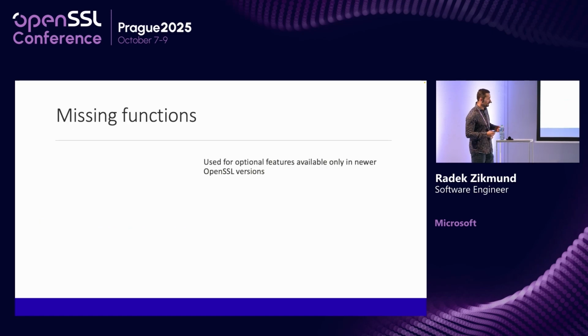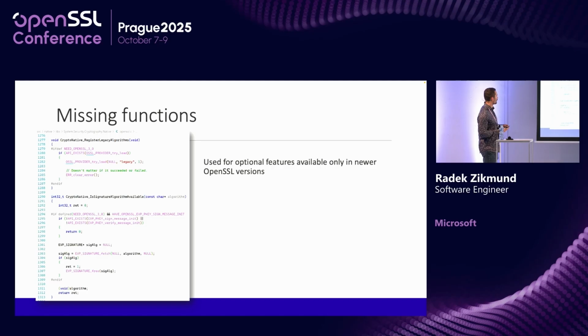Missing functions are similar, slightly different, sorry. Those are functions where we basically check for some functionality, and that functionality is usually expressed by specific functions which we are going to call in OpenSSL. This example is probably the more intuitive one.